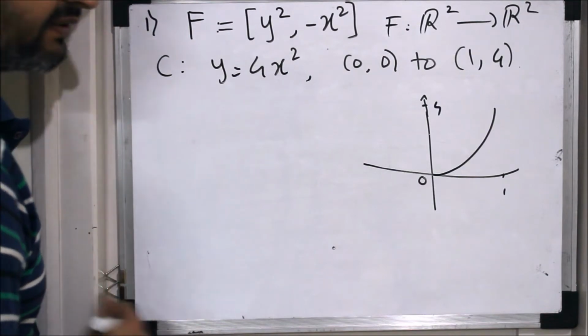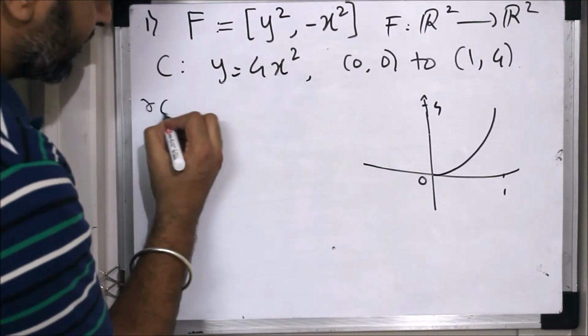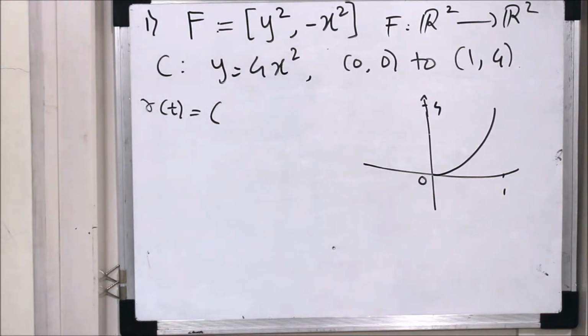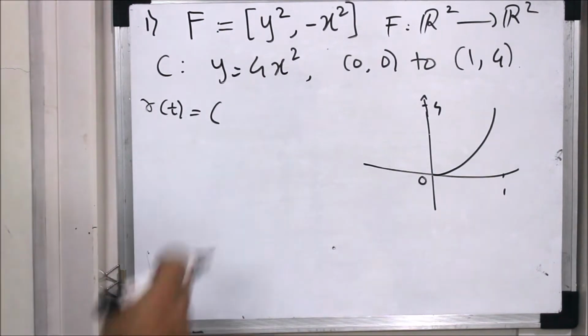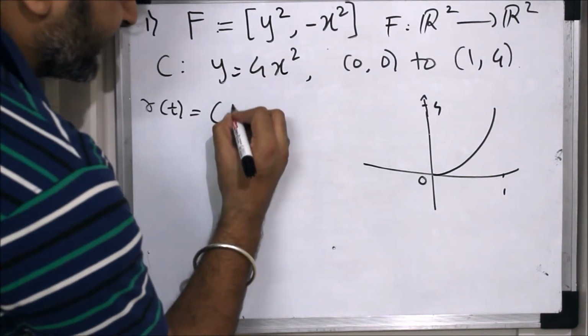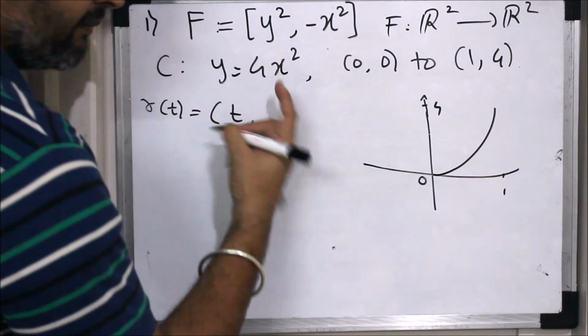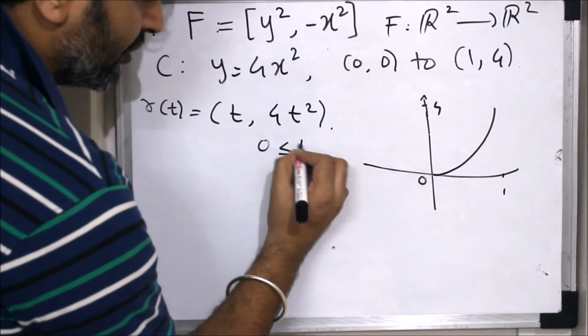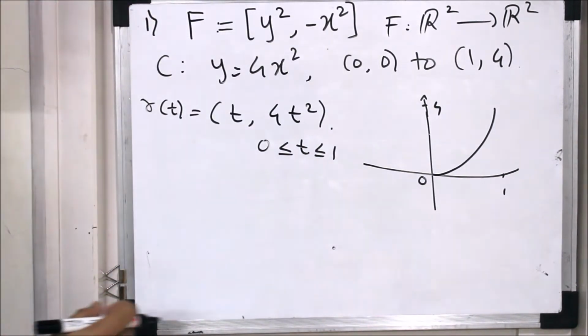We do the parameterization. We parameterize this curve. So what is r of t? As we saw in our previous lecture, if I want to parameterize this, I will take the help of the equation. What is given to me? y equal to 4x square. So if I put x equal to t, what will be my y? My y will be 4t square. And what is the domain for t? My t will go from 0 to 1.